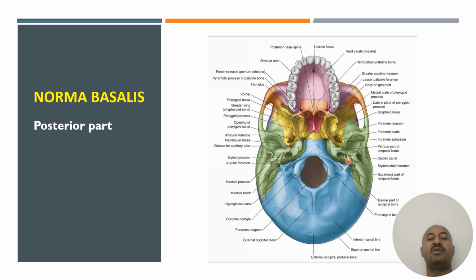We have the jugular foramen. This is the jugular foramen here and here. And we have the styloid process here, and this is the mastoid. Between them, there is an opening called the stylomastoid foramen. This stylomastoid foramen is important for the passage of the facial nerve, the seventh cranial nerve.